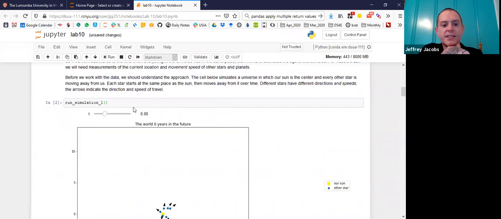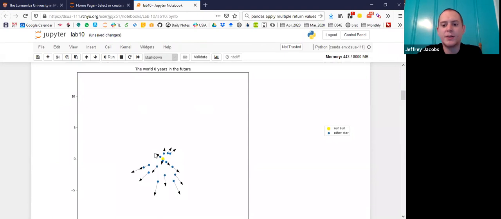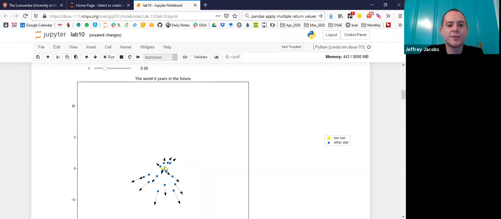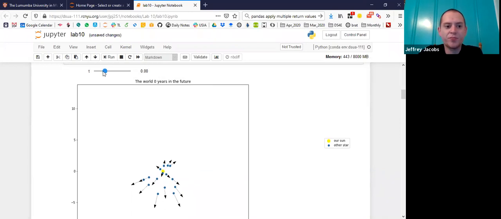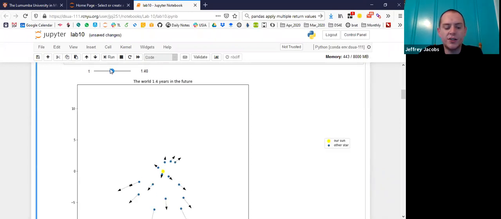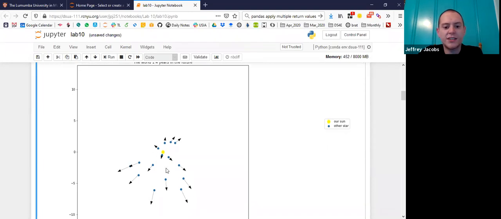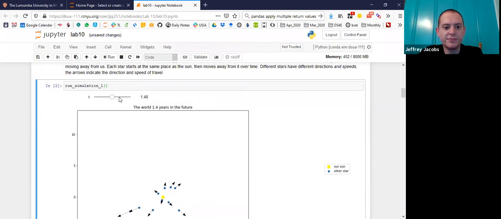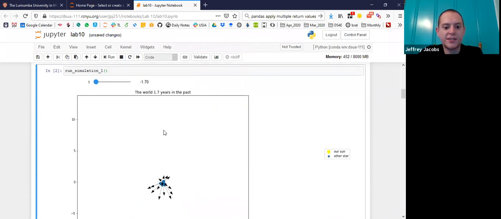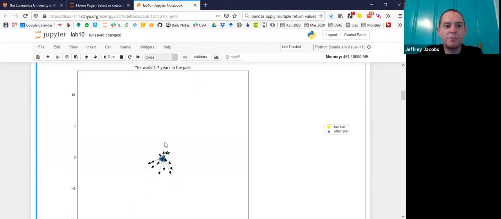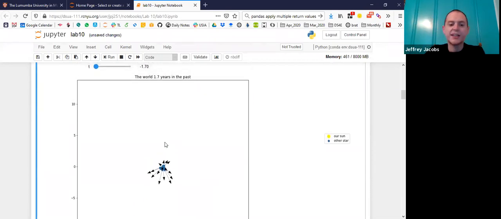So when we run this cell, we get this simulation, right? This yellow dot is the sun, and the blue dots are other stars that we can observe from our solar system. This is the state now, whereas if we went 1.5 years into the future, all the stars would be further away. Whereas if we went backwards, the stars would be closer, right? If we go backwards far enough to the beginning, all the stars will be in the exact same point.